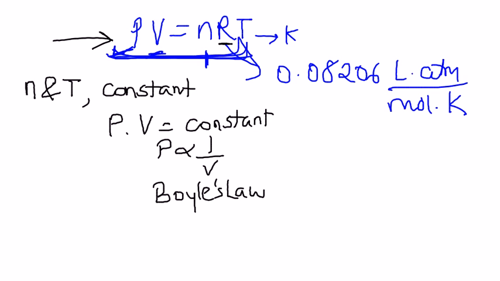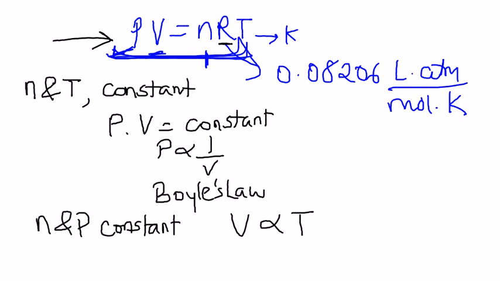Let's try it on another one. Let's try perhaps Charles' law. What is Charles' law? So Charles' law states that if you keep the number of moles and pressure constant, then volume is proportional to temperature. That means V1 over T1 is going to be equal to V2 over T2. So we can derive all the laws from the ideal gas equation, and the reason why we can do that is because all of these laws feed into the ideal gas equation.